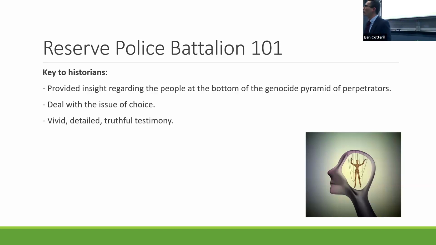But what about those at the bottom? Those many Germans who were obeying orders, carrying out the actual killings, taking people to the concentration camps and so on. We can't argue that they were all mentally abnormal in some way.